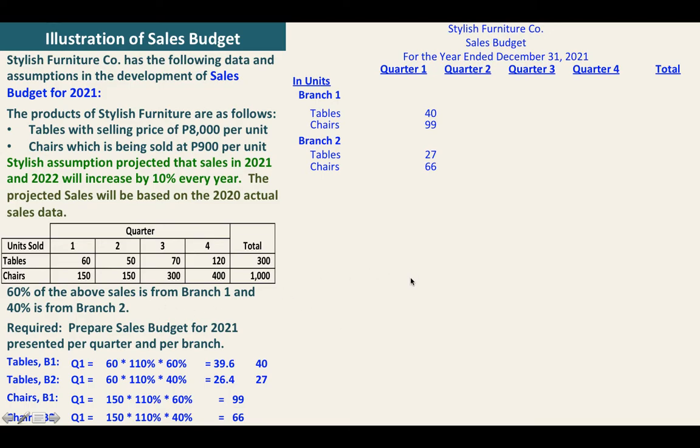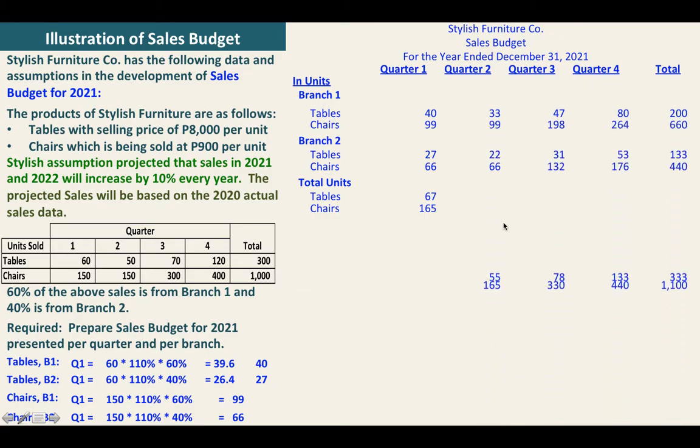Doing the same process of mathematical calculation, we will have this. Oh, by the way, if we are going to total, make sure that you total it per product, because it doesn't serve any purpose if the total is combined for tables and chairs. So your total should be on a per product basis because it is more useful. Okay, doing that on all quarters, you will have this.